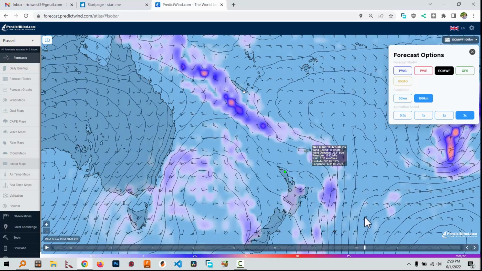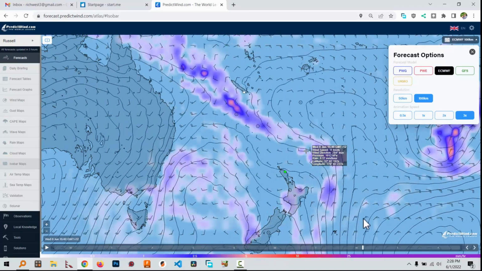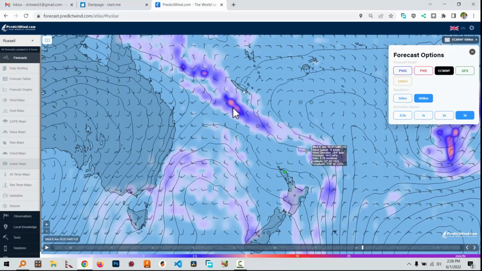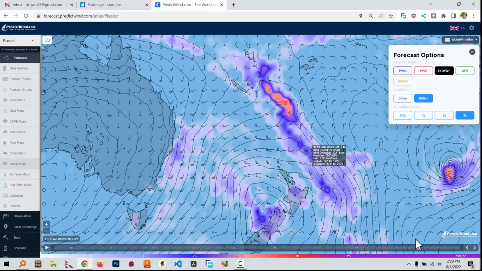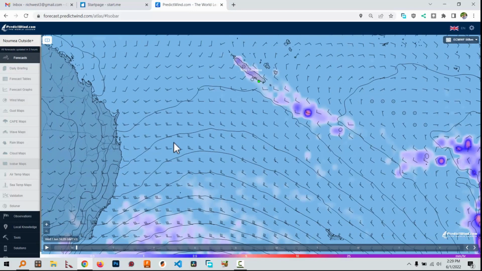And also, here comes a bunch of bad-looking, probably thunderstorms and squalls with this rain band, with this front. So let's look at some other models. But first, let's look at how I determine what model to use. Right now, I have its location outside of Noumea.